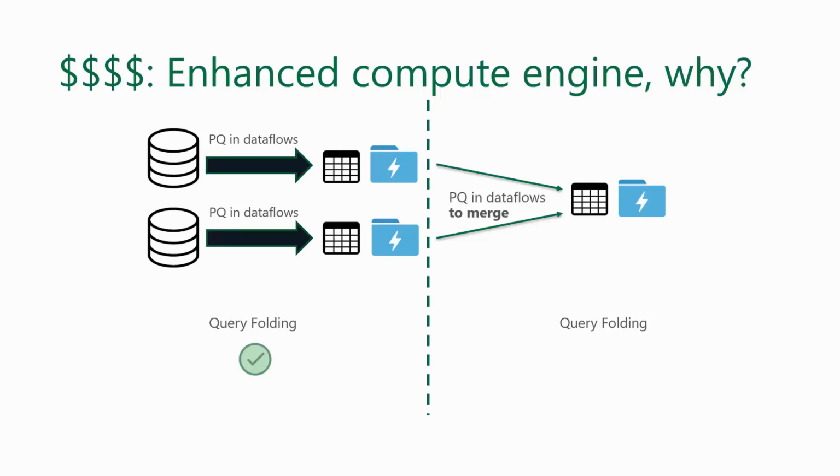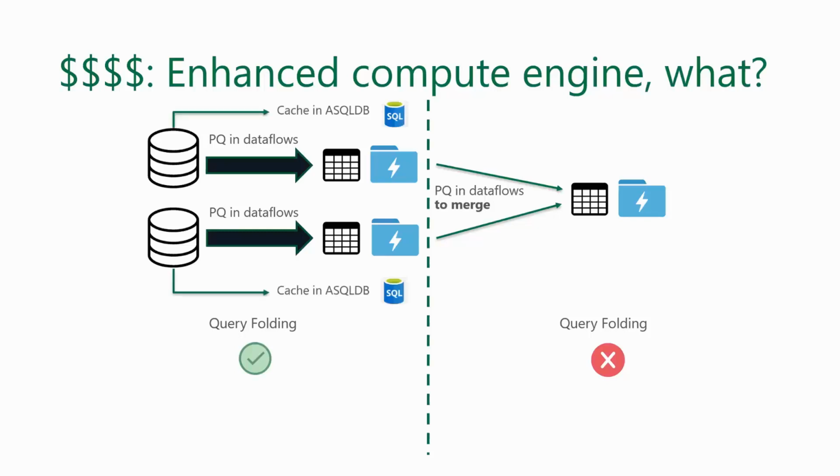But when you start from the data lake to merge something, to transform something, as I told you, you are performing in-storage computation that is very expensive. And in this case, query folding could not happen because they are CSV files behind the scenes. So what Microsoft invented is another process that is called Enhanced Compute Engine.